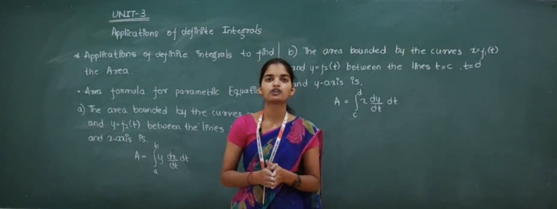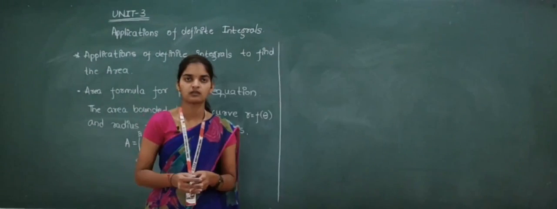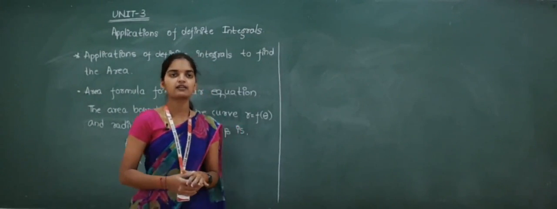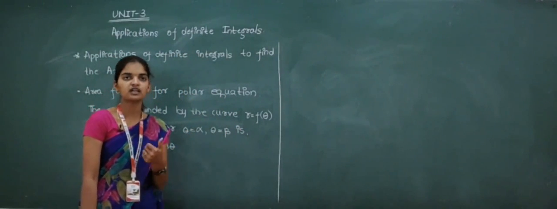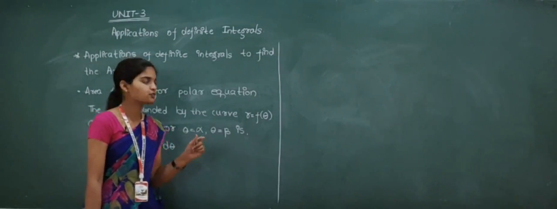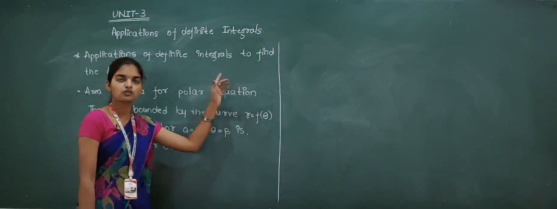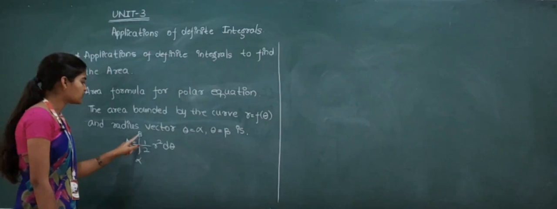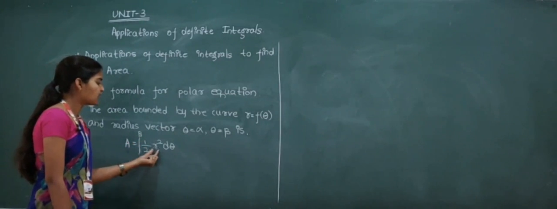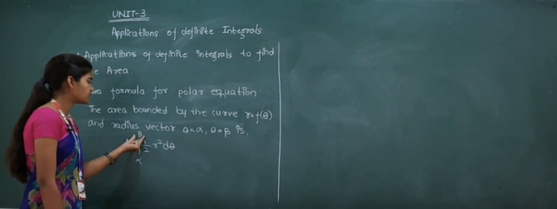Next we will move to the polar coordinates. So the next is area formula for polar equation. First we have seen for the Cartesian, then we have gone for the parametric, and last one is polar equation. So for this polar equation, capital A, that is area, is equal to integration of 1 by 2 r square d theta from alpha to beta.